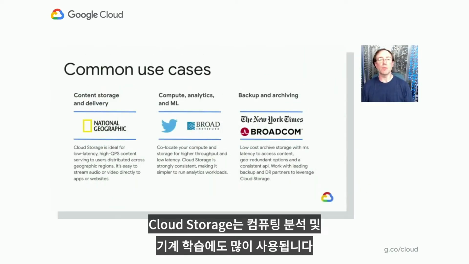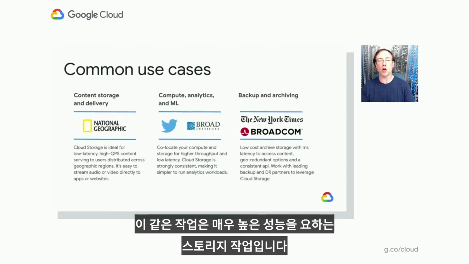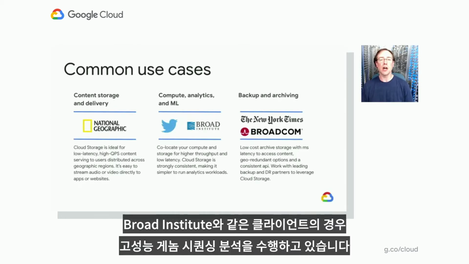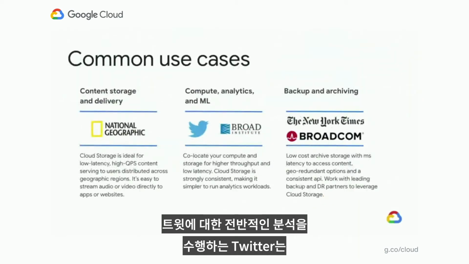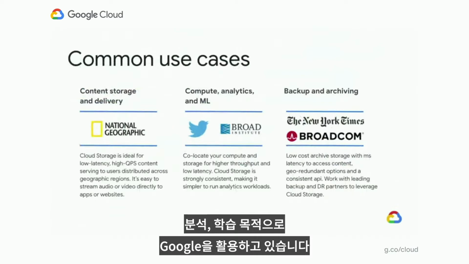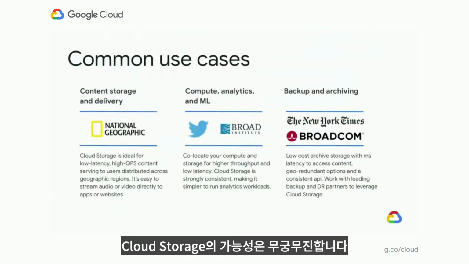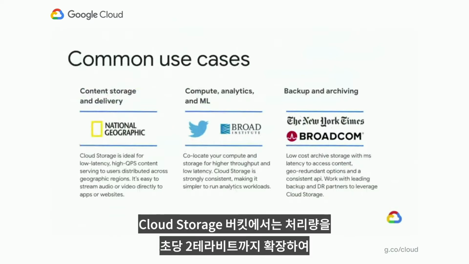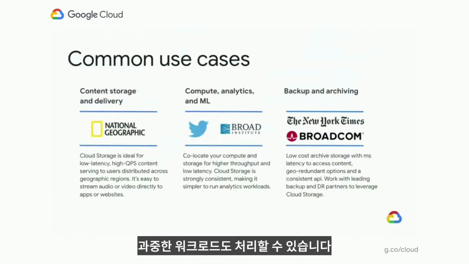We have a lot of use for compute, analytics and machine learning. So this is more the high performance inside the cloud use of storage. Here, customers like the Broad Institute doing high performance genomic sequencing analysis, or for that matter, Twitter doing analytics on the overall corpus of tweets are both examples of customers using us for that sort of purpose. And here, the sky's the limit. You can scale up to terabits per second of throughput from a Cloud Storage bucket to make those workloads scream.